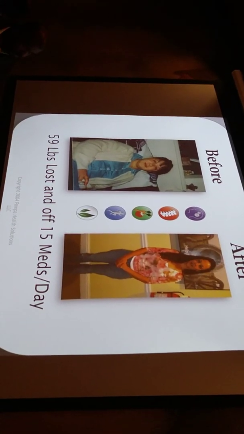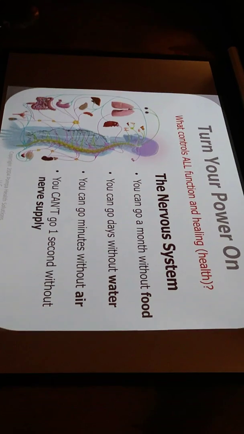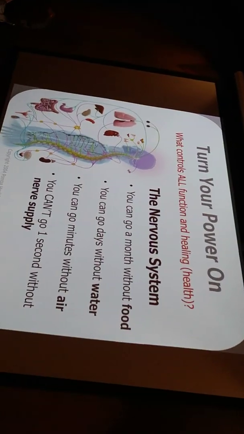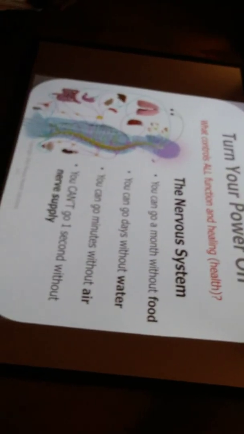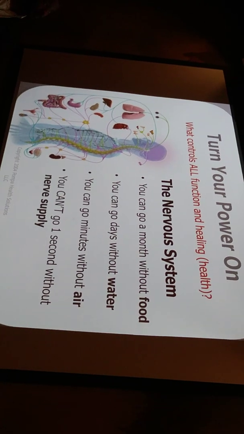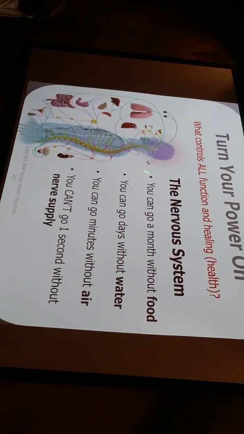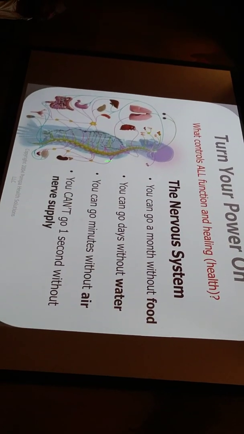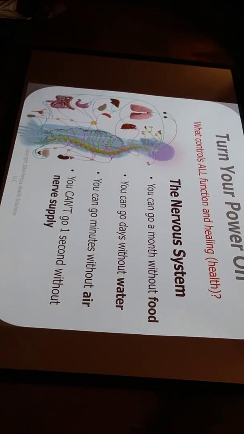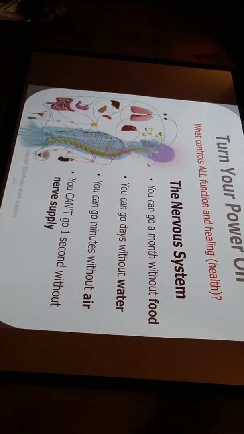And she's one of the patients that we've had here in the office. So as you know, this is what we've been talking about. What controls all health and healing? The brain, the spinal cord. How many of you know what your brain and spinal cord look like? Some of us do, some of us don't.